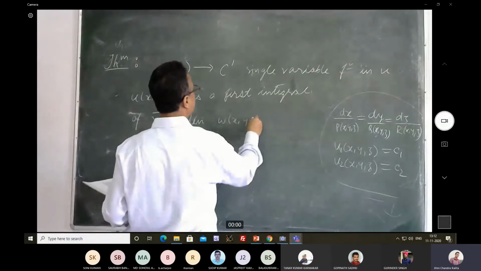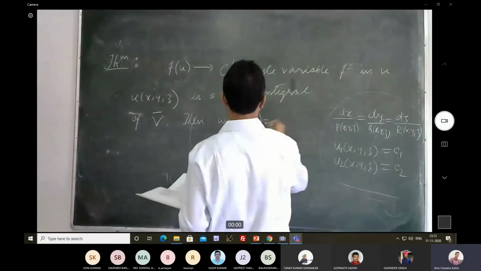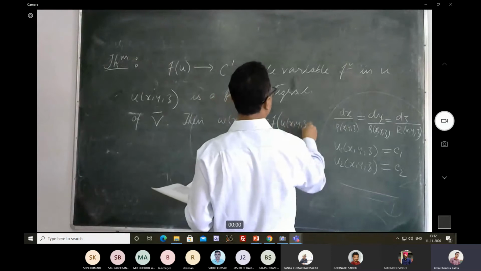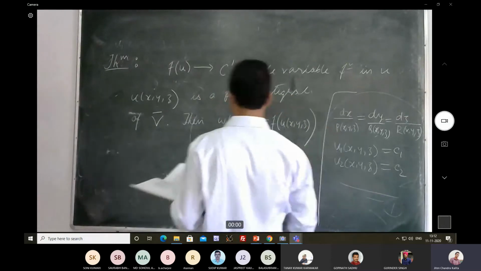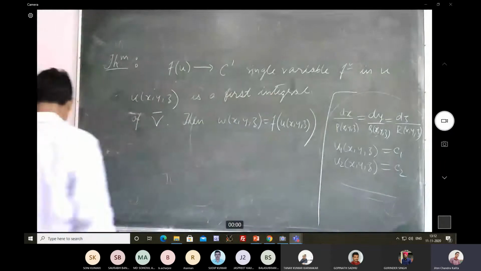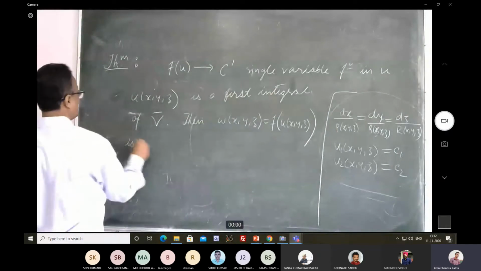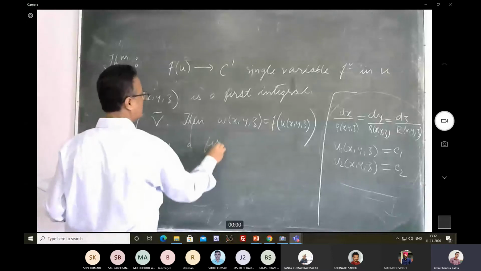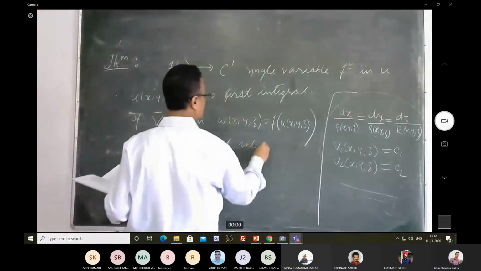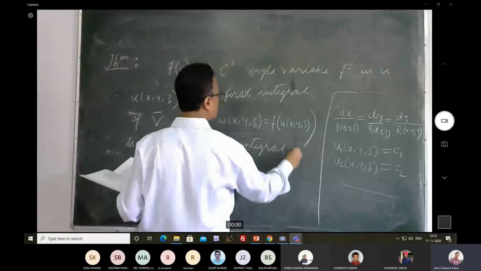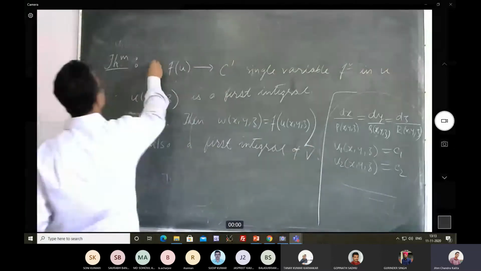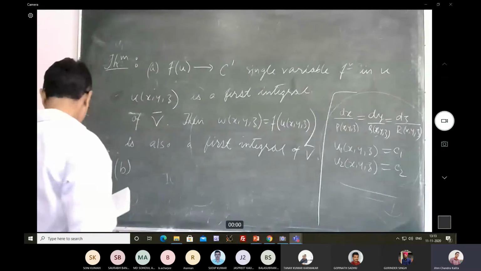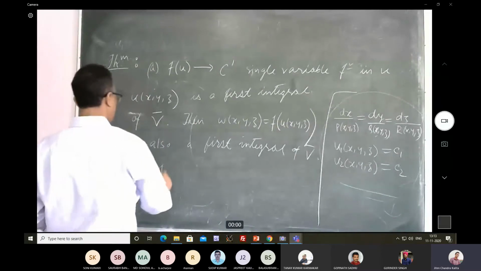So then obviously I can define a new function. This is simply your f of u(x,y,z). So this is also your first integral of V. And this is, say, theorem A, and the B part is likewise.